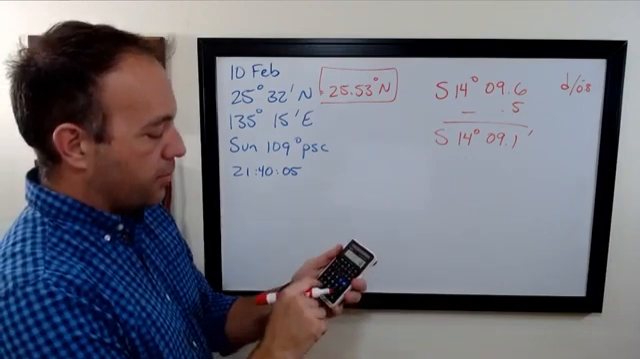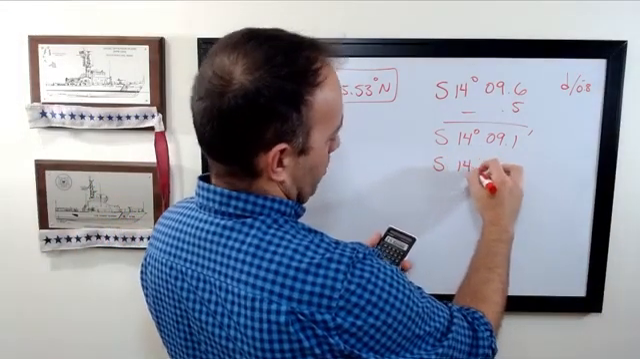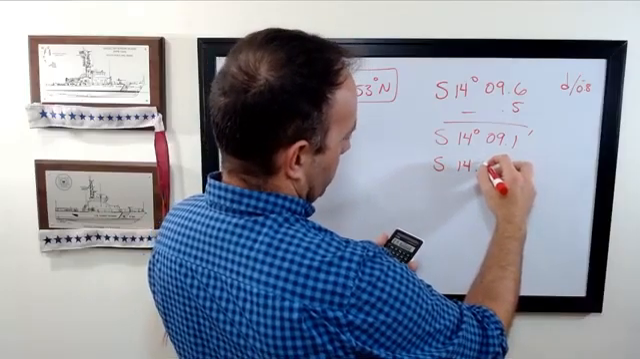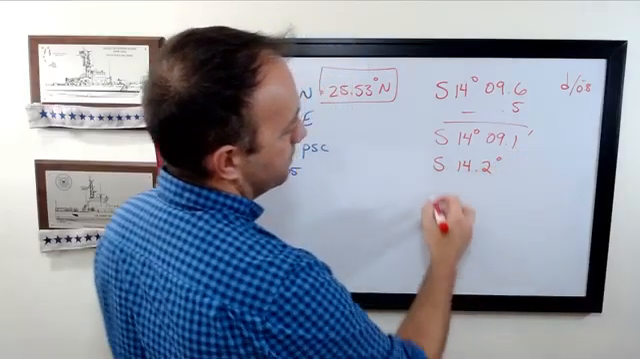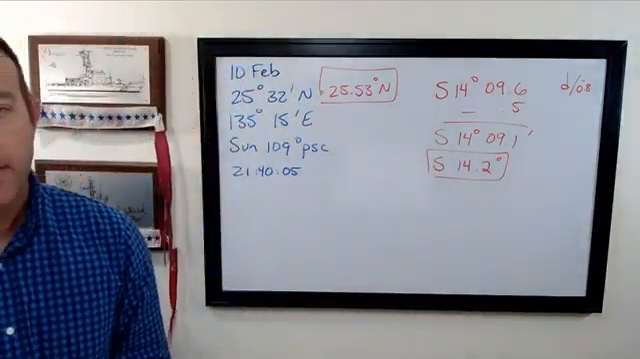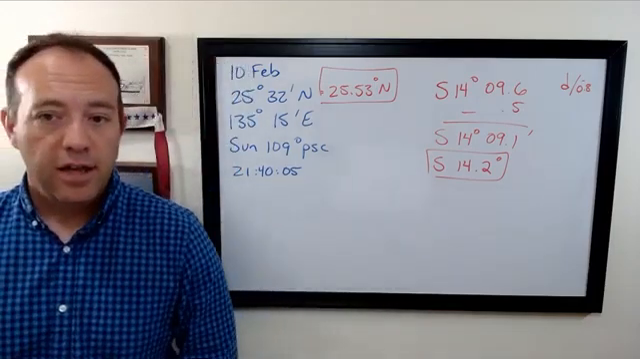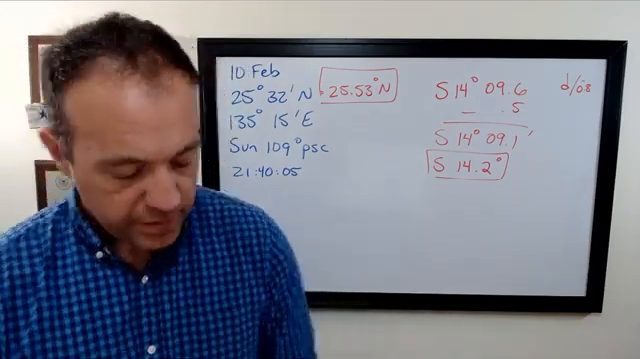We can turn that into decimals as well. So 09.1 divided by 60 gets you south 14.2 degrees declination. So we got our latitude, we got our declination. Type in our formula, or use the tables in Bowditch if we want. But we'll go with the formula for this one.